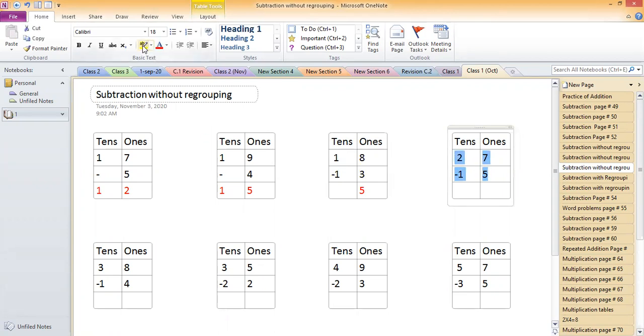Now, the next question. 27 minus 15. Subtract the ones first, guys. 7 minus 5 equals what? Write it right here. Then subtract the tens. 2 minus 1 equals what? In that way, you have to tell me the answer. Subtract the ones first, then the tens. 27 minus 15. Chat is open, guys. 27 minus 15.